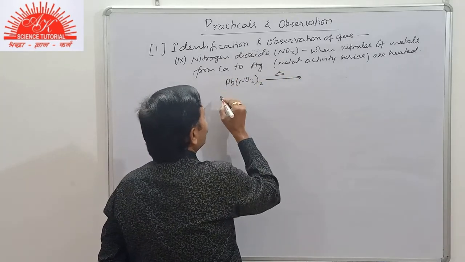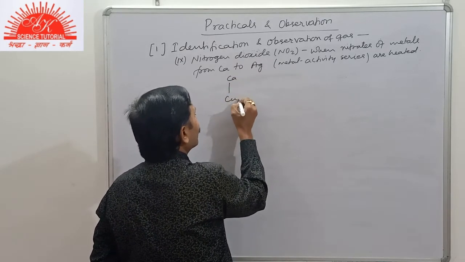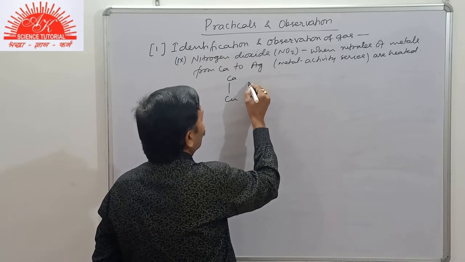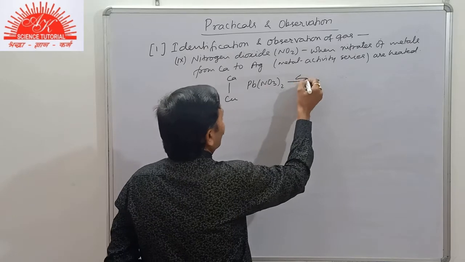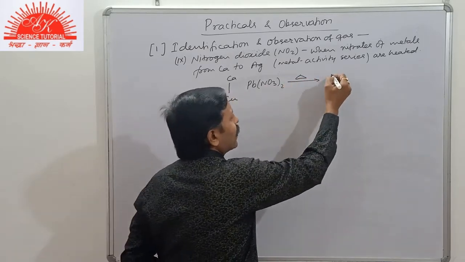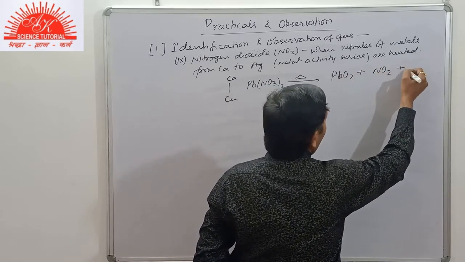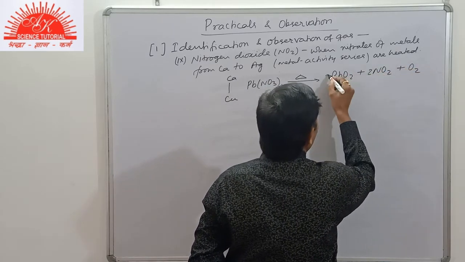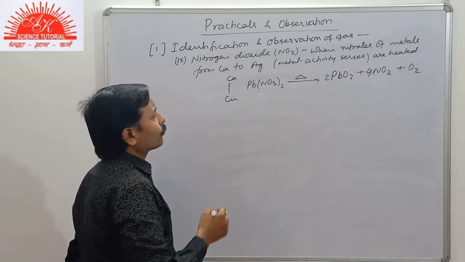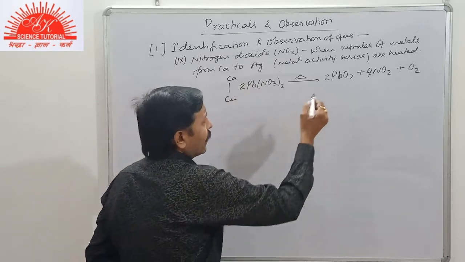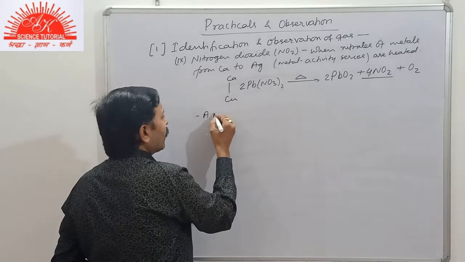When in this range, that is, suppose we write this range like this, calcium to copper, take one range, calcium to copper. Suppose we take now lead nitrate. Actually in this range you will have the similar type of products like metal oxide plus NO2 plus O2. Now you see here, in this case NO2 gas, like a reddish brown.